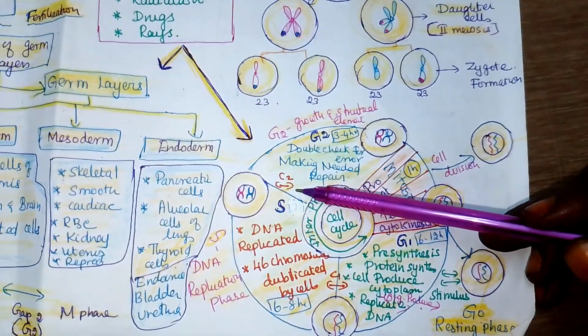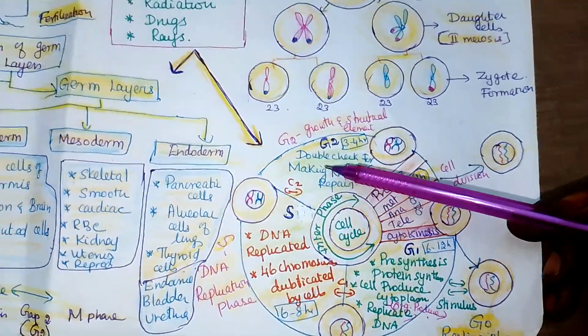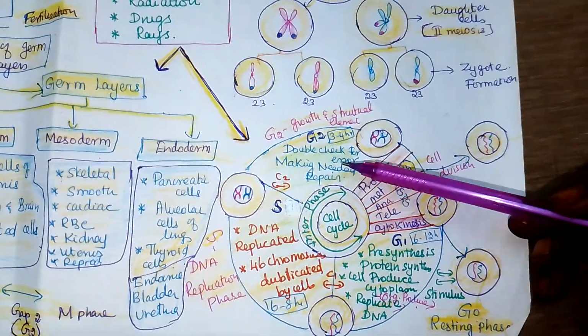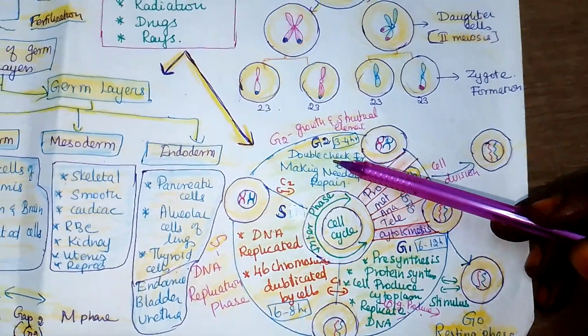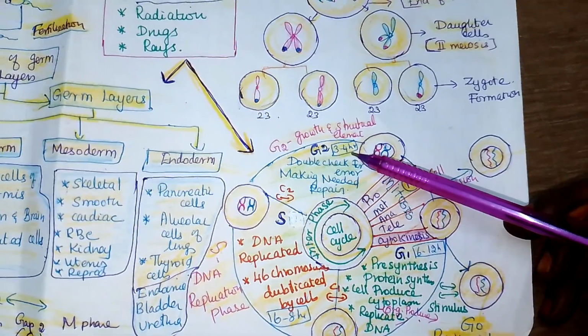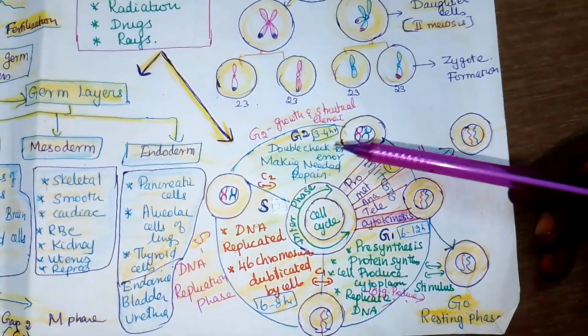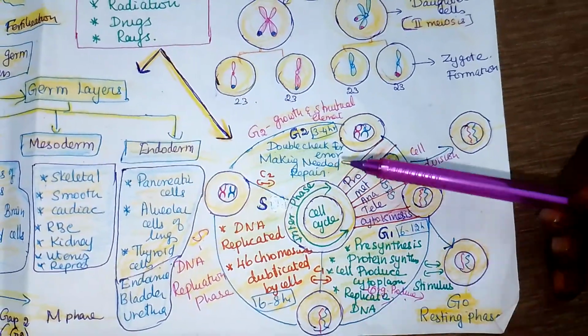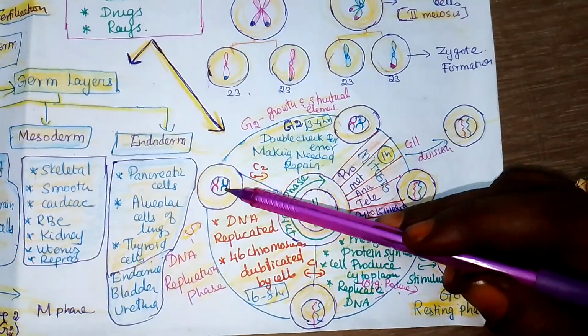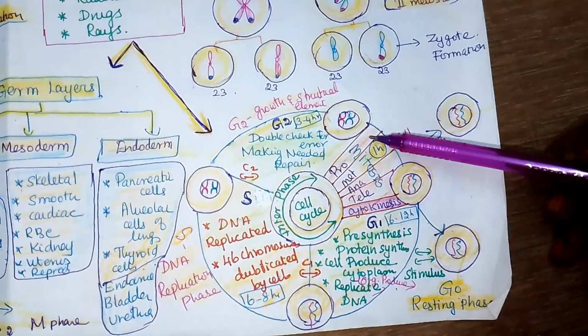Here also we have another checkpoint. It makes needed repairs and the error is corrected. This takes 3 to 4 hours. Understand? After that, it has been duplicated and two daughter cells are already developing.